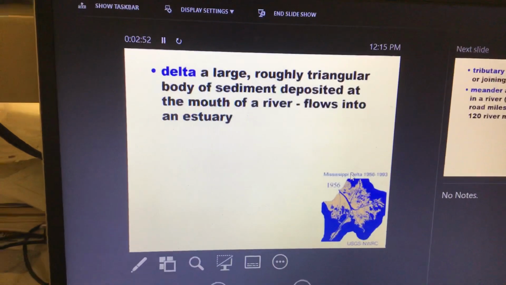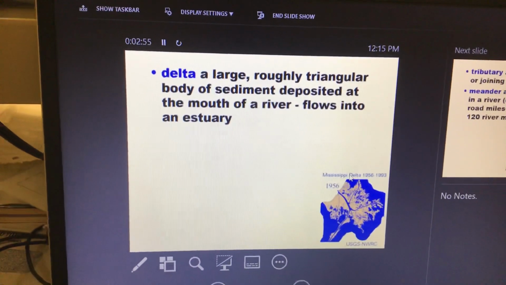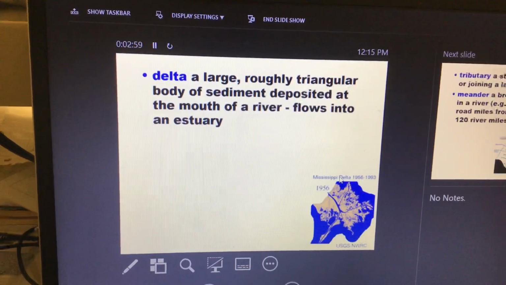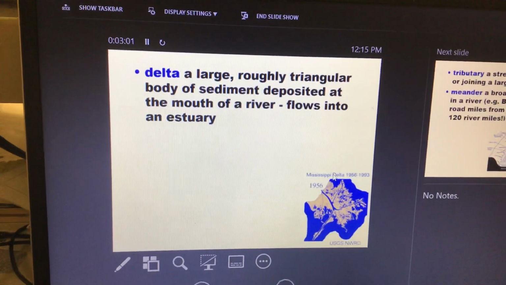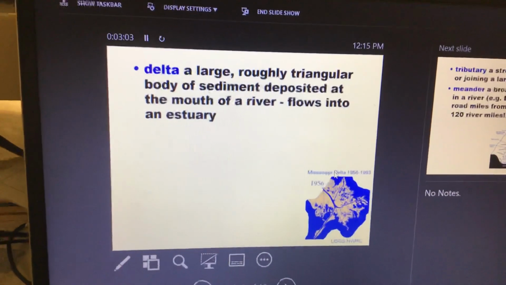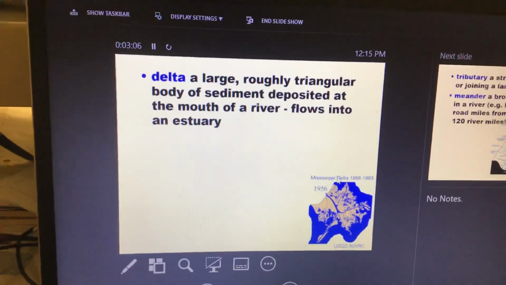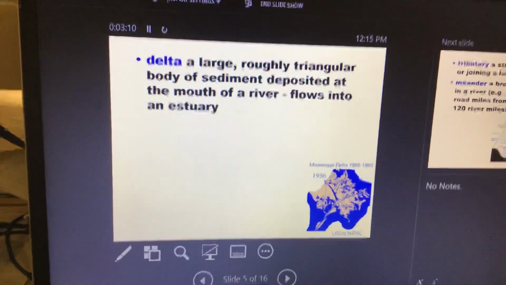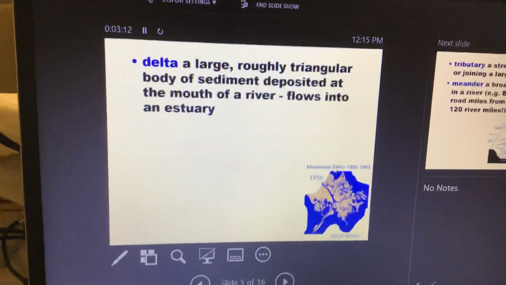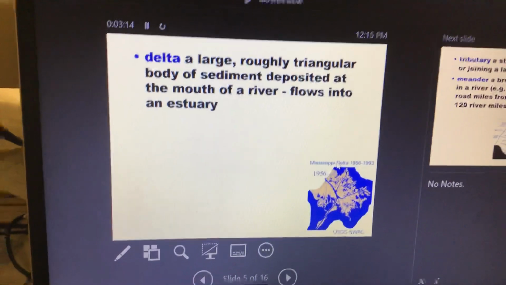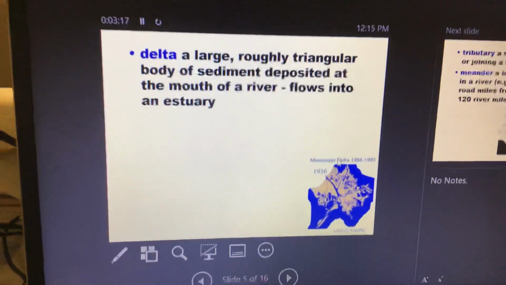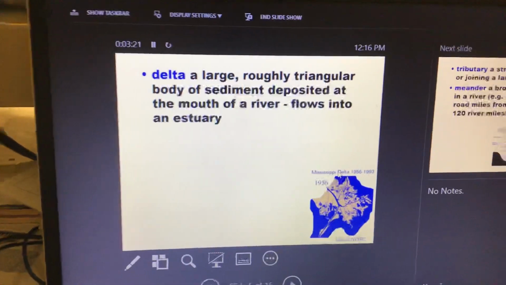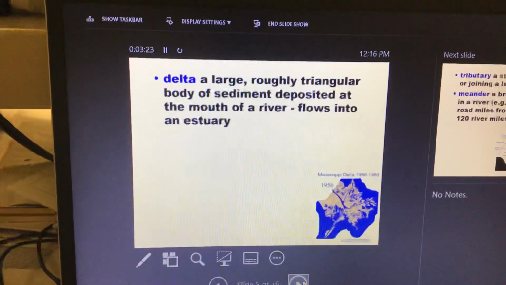We get a heavy rain. Some of that soil is going to get washed into the river. That's going to carry it down there, and then it's going to dump it at the mouth of the river, or the delta, right before it dumps into the Gulf of Mexico. And that area is going to have very rich soil. It's basically stolen soil from the Midwest. So a delta is a body of sediment deposited at the mouth of the river. The mouth of the river is where it dumps into the Gulf in this instance.